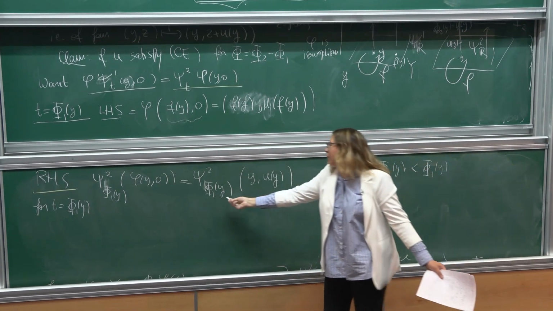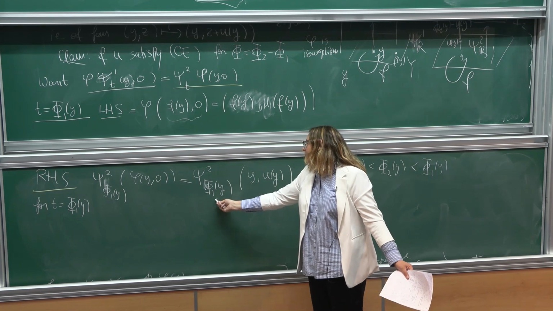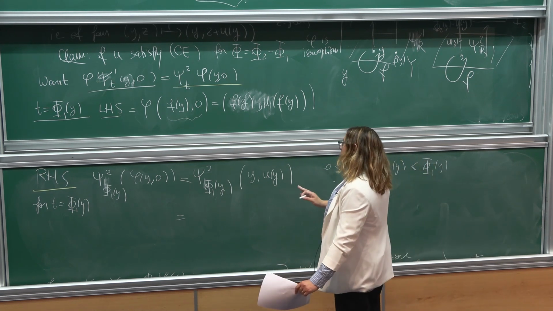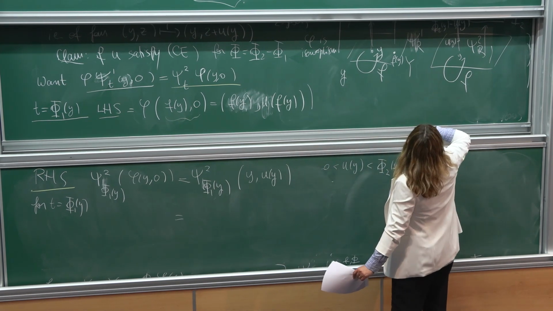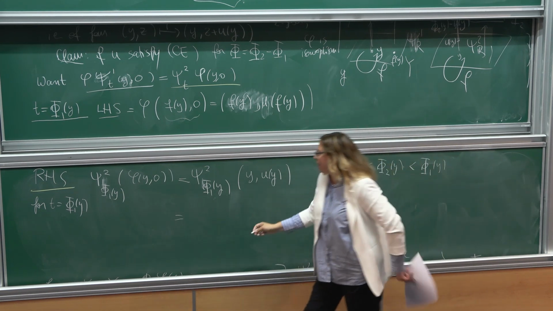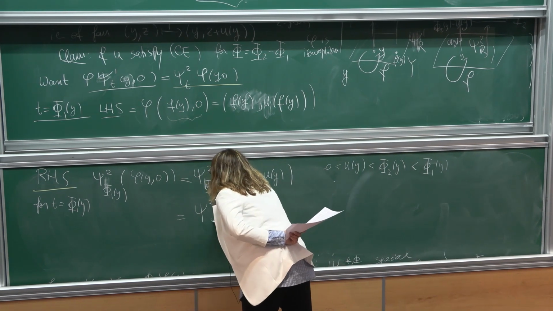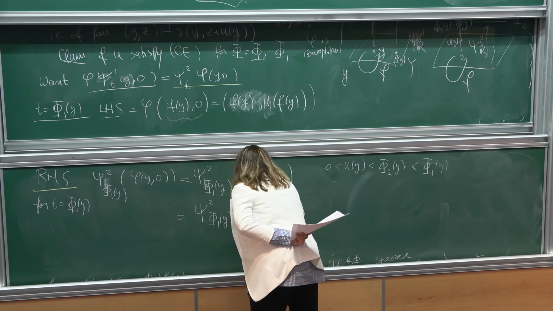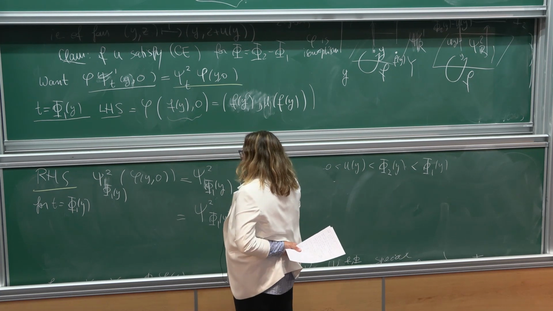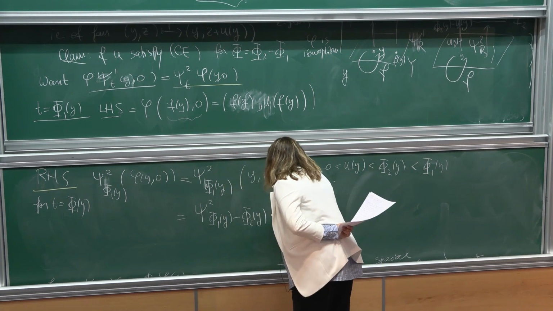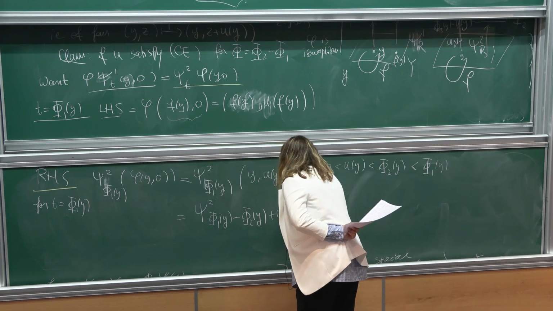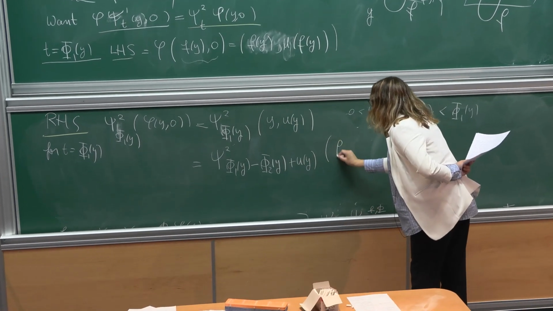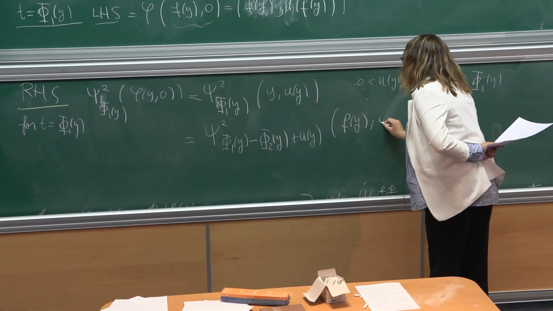So you see now I have to flow to go to the top. I have to flow for this difference, phi2 minus y, and then I'm left with something. So I will write like this: phi2 of phi1 of y minus phi2 of y plus u of y. And when I get to the top, this goes to f of y, and this goes to 0.